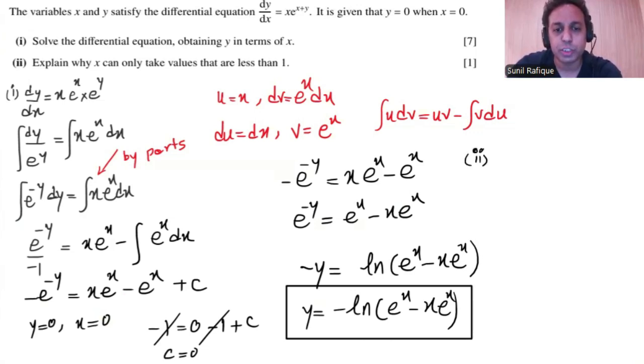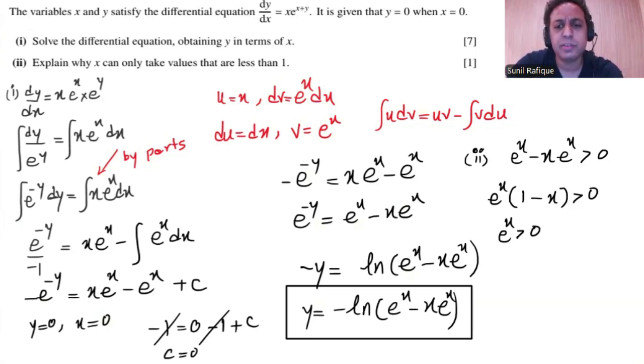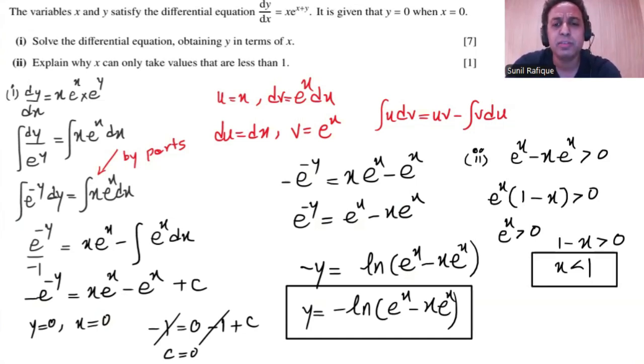Look at your general solution. It's a natural log. You know that log's domain is always positive. So e^x minus x e to the power x should be greater than 0. If you factorize the e^x out, it's going to look like 1 minus x greater than 0. Now, e^x is always greater than 0. That's understood. But when you solve this linear inequality 1 minus x greater than 0, you will see that x is less than 1. Hence, it's proved that x can only take values which are less than 1.